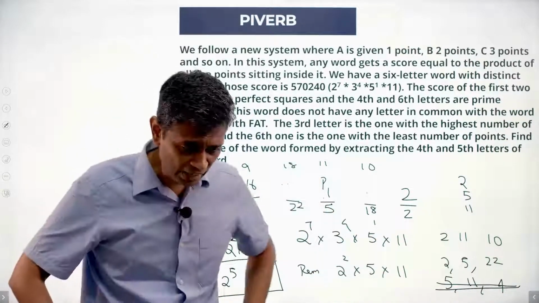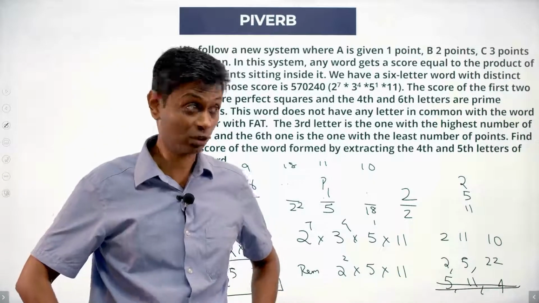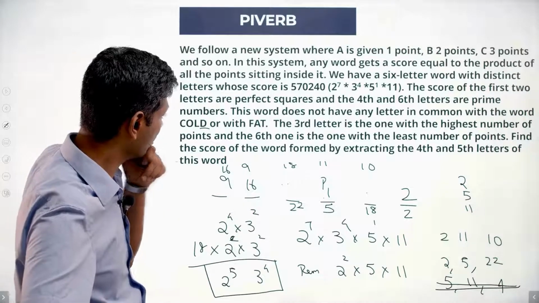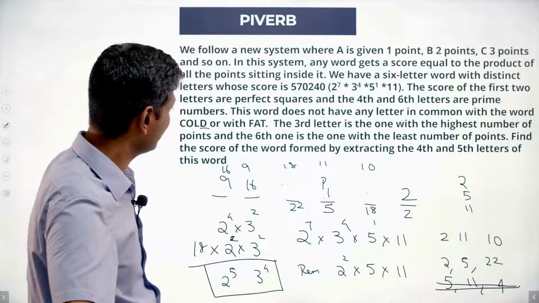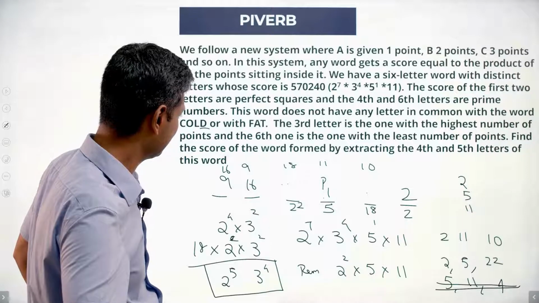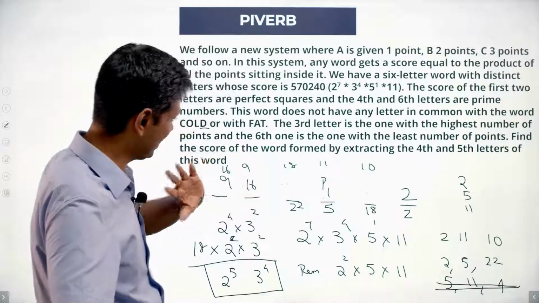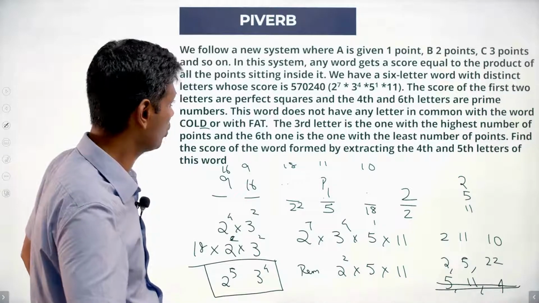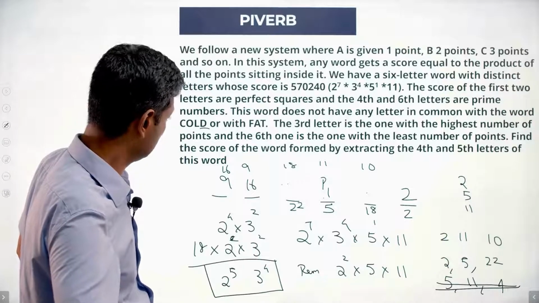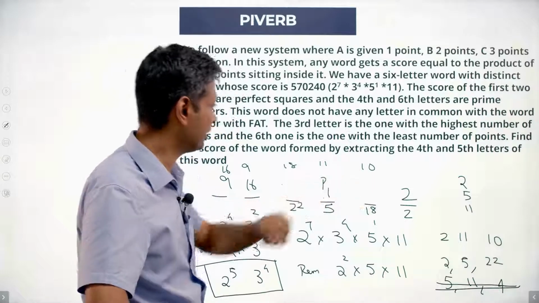Is there any way of eliminating one of these? Is there some way to say only one of these is possible? Fourth and sixth are primes. That condition is satisfied. It does not have anything in common with cold or with fat. 18 is not common, 22 is not common, 11 and 10 are not common. J and K, E. Lovely. This is all working out really well. The third letter is one of the highest number of points.